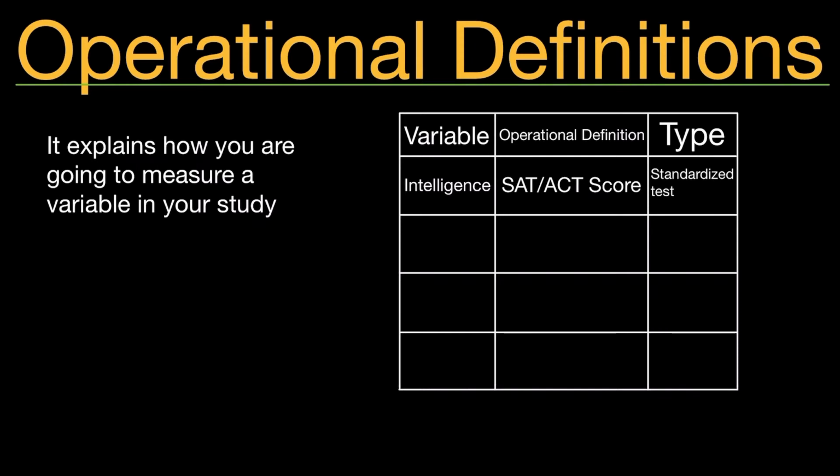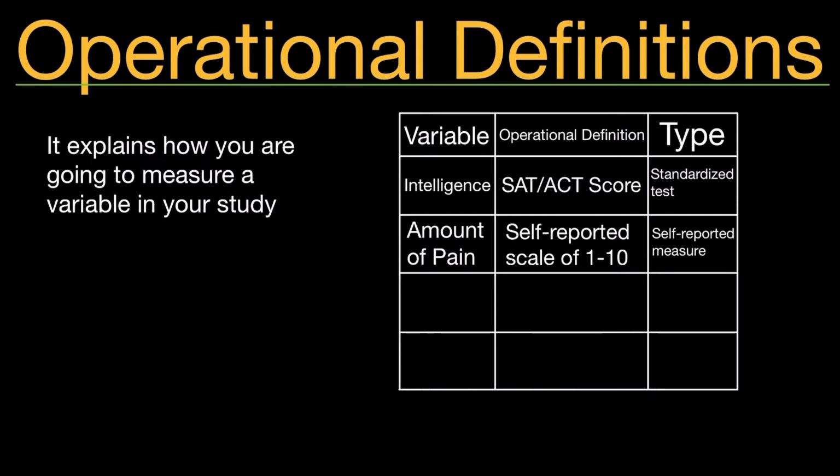Let's say you're defining a different variable. Let's say you're doing amount of pain felt. You could do a questionnaire where you ask the patient what their pain is from 1 to 10, and that would be a self-reported measure. Let's say you want to measure as one of your variables how much water a person drinks. You could just observe how much water they drink for 1 day. So you can measure that amount, and that would be a behavioral definition.